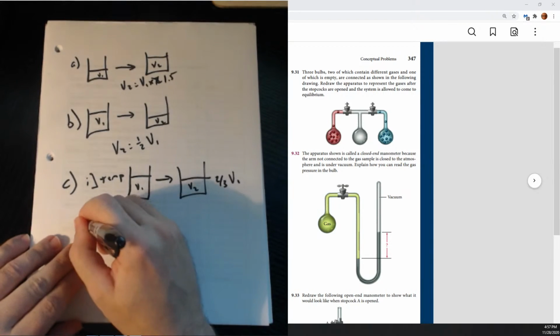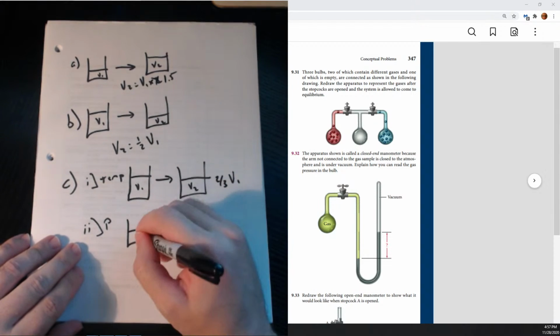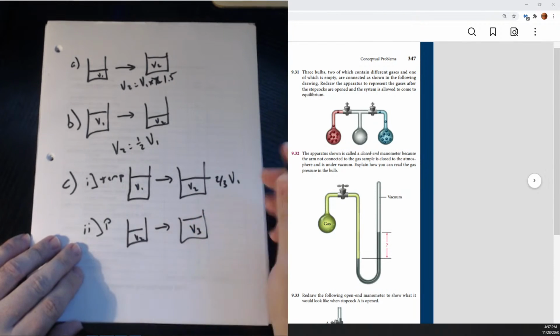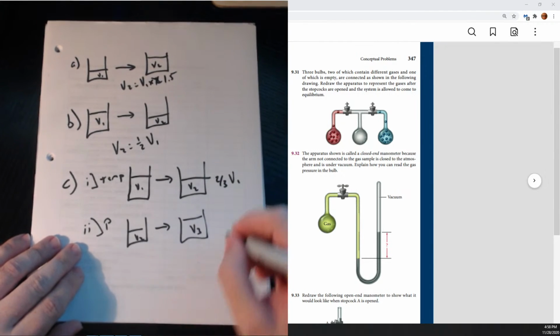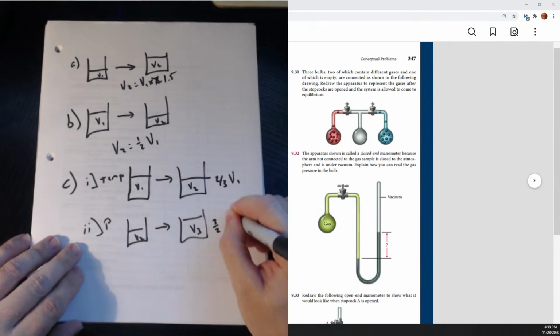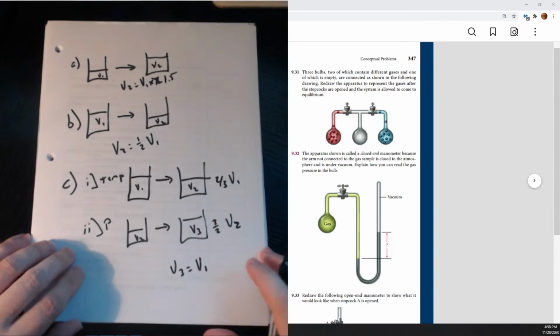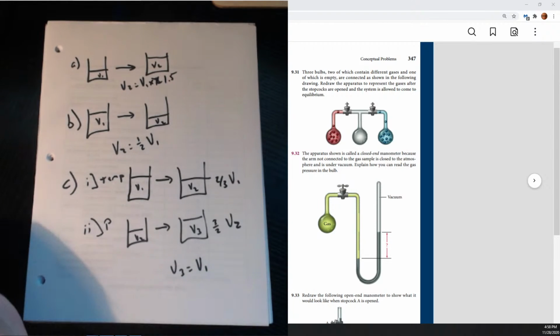But then, second step, pressure. You're decreasing the pressure, so the volume is going to increase. And you're going from 3 atmospheres to 2 atmospheres. Therefore, you're going to go back up to 3/2 of volume 2. Meaning that volume 3 is equal to volume 1. Okay. The pressure change and the temperature change are acting in opposite directions. And they're acting in opposite directions in the exact same quantity.